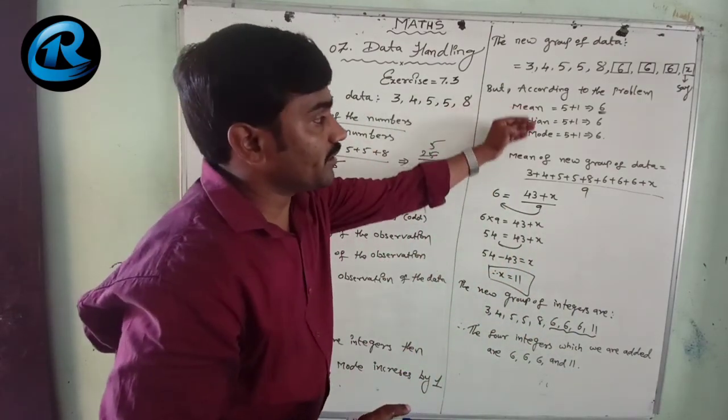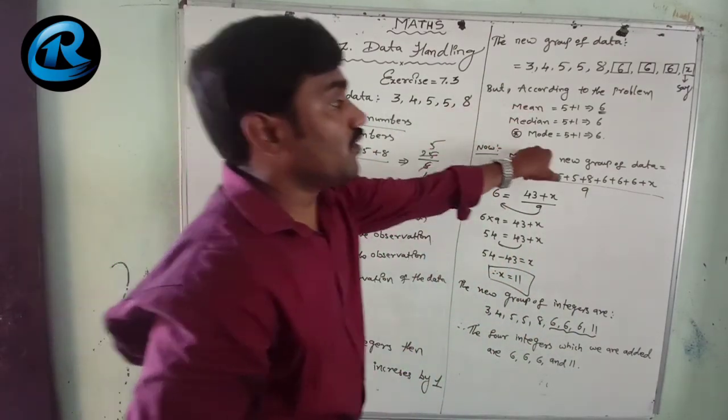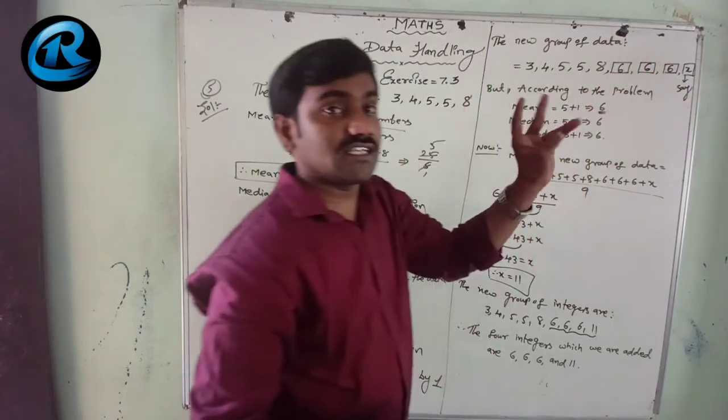So the mean, median, and mode became increased by 1. From the mode we got already 3 numbers, that is 6, 6, 6.